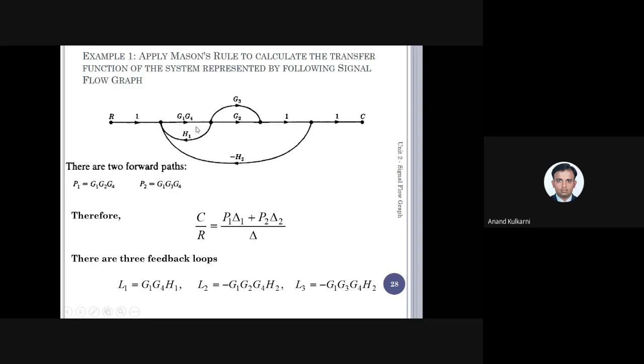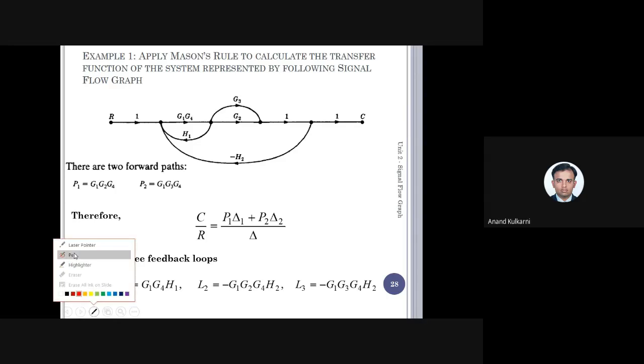Just observe this. This is one loop, and one more loop is this. In whatever condition is there, there are no two loops which are non-touching. All the loops are touching. Why? Because the G1, G4 term is seen in all the loops. If the same gain is seen between two loops, it means they are touching. Or we'll not worry about that way; I'll put it like this. Now, what was the first thing?